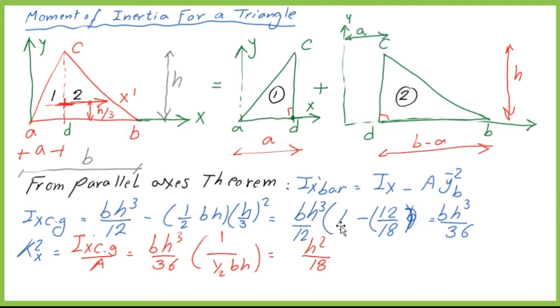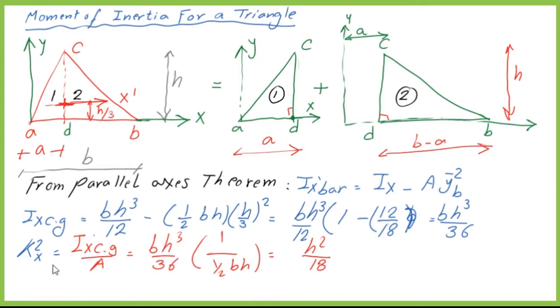We open one bracket, we have 1 minus h squared over 9 multiplied by 2 becoming 18. So we have inside the bracket 1 minus 12 divided by 18, which will leave us with 6 over 18 times b h cubed divided by 12. So we have at the end that Ix at the CG is b h cubed divided by 36.